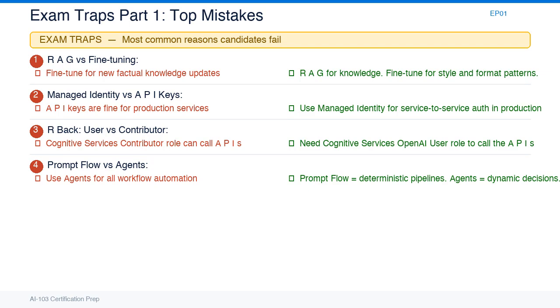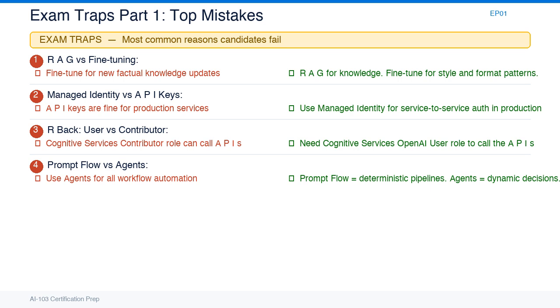Now we get to one of the most valuable parts of this course: the exam traps. These are areas where candidates consistently pick the wrong answer, not because they do not know the topic, but because Microsoft tests the nuances specifically. Trap 1. RAG versus fine-tuning. Candidates often think, the model does not know this information, so I should fine-tune it. Wrong. Fine-tuning teaches new behavior patterns, not new facts. Use RAG when you need the model to answer questions from a knowledge base.